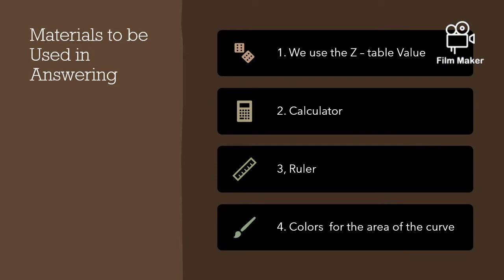Materials to be used in answering. Number 1, we use the table value. Number 2, calculator. Number 3, ruler. Number 4, colors for the area of the curve.